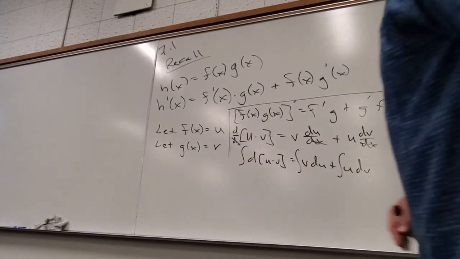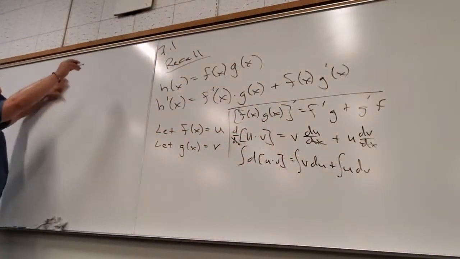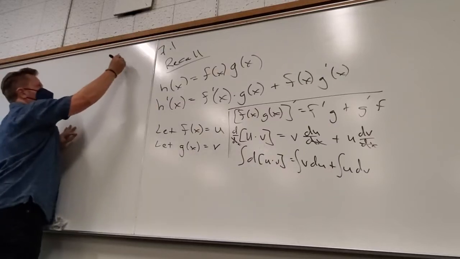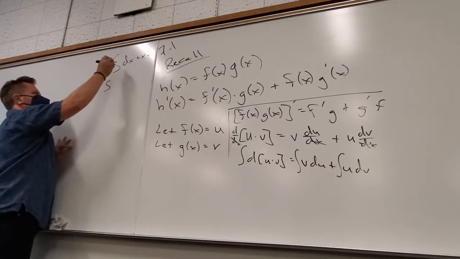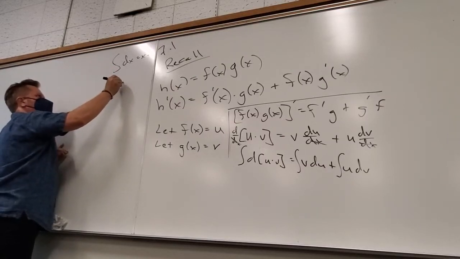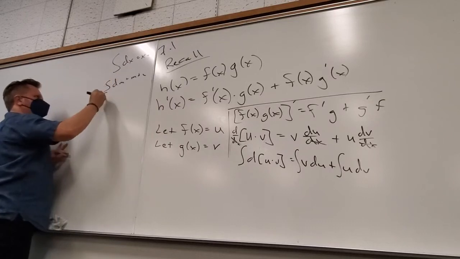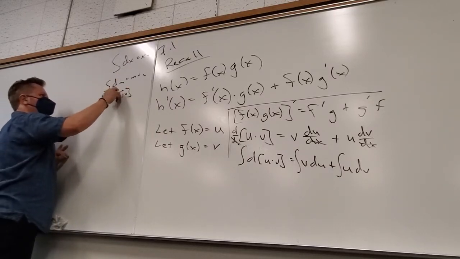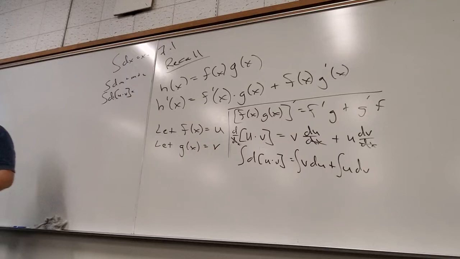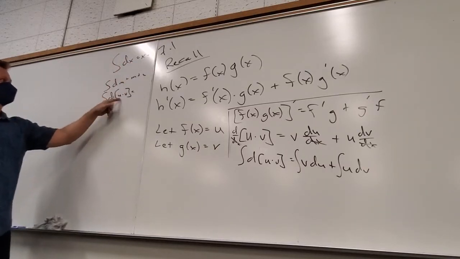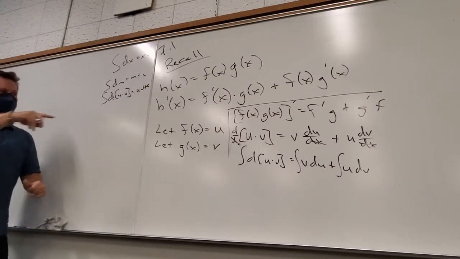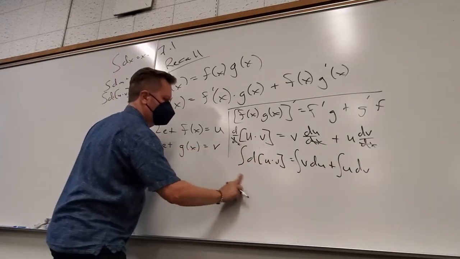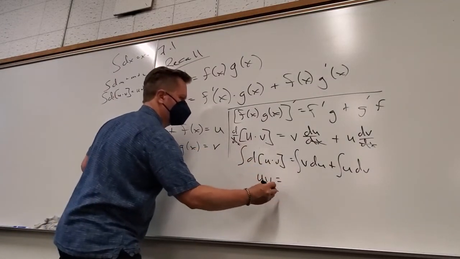So what do we have here? Help me out. What's the integral of dx? x plus c, right? What's the integral of dm? m plus c. So what's the integral of d(uv)? Whatever I put here, it's there: uv plus c. I like uv plus c. So when I integrate this, I get uv equals this.